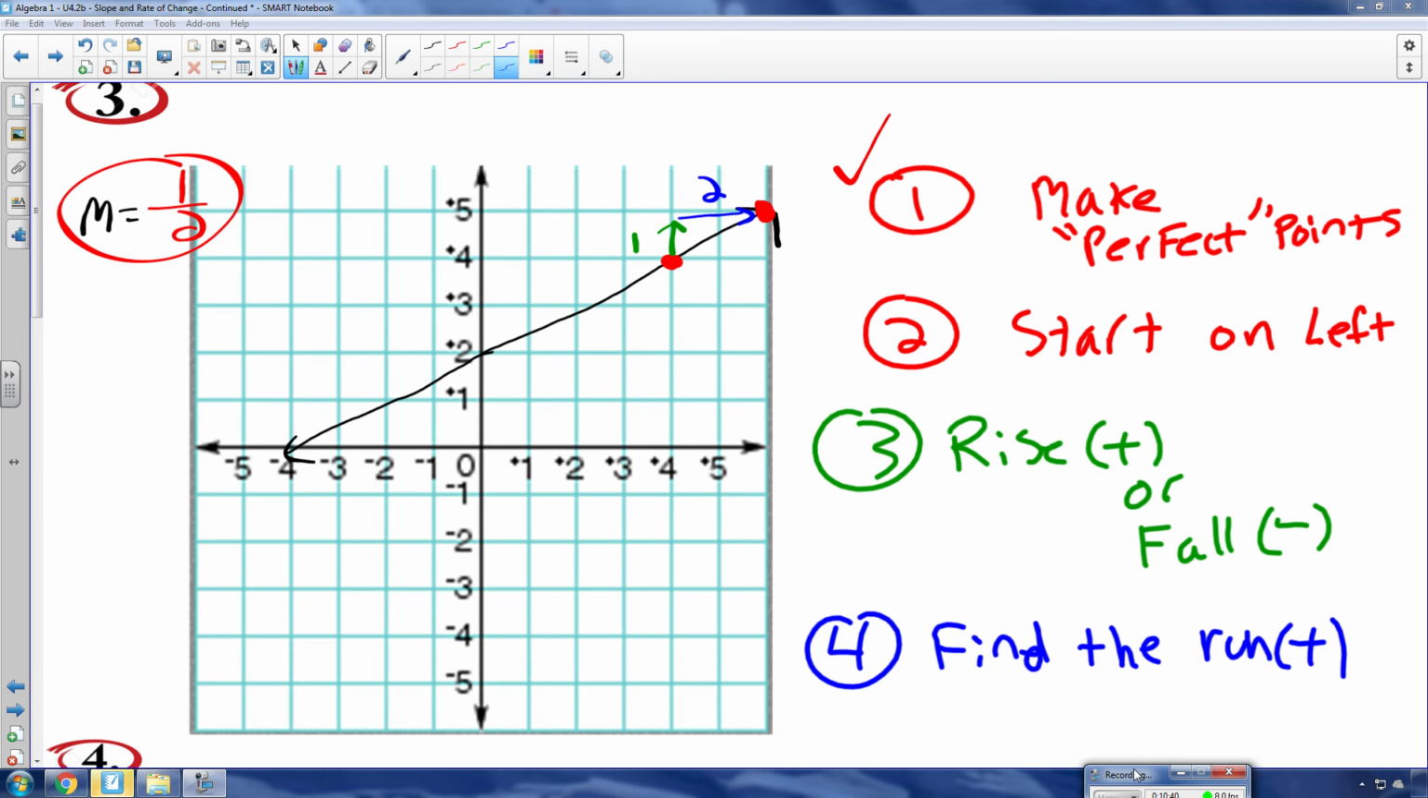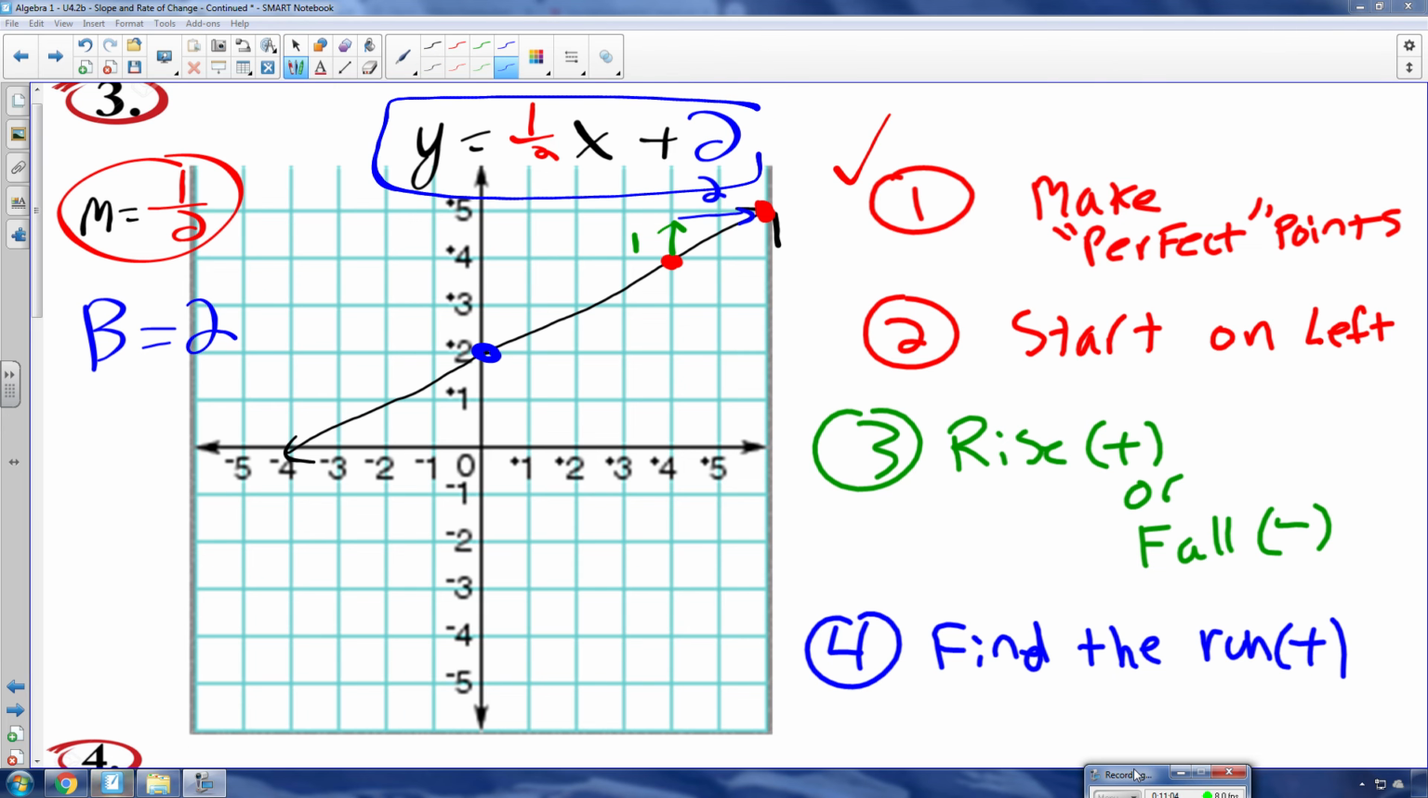What is the y-intercept? Well, I think we know how to find the y-intercept from previous videos. So we can look right here at 2. That's the y-intercept, so the b is 2. So what would the equation of this line be? Well, it'd be y is equal to 1/2 x plus 2.